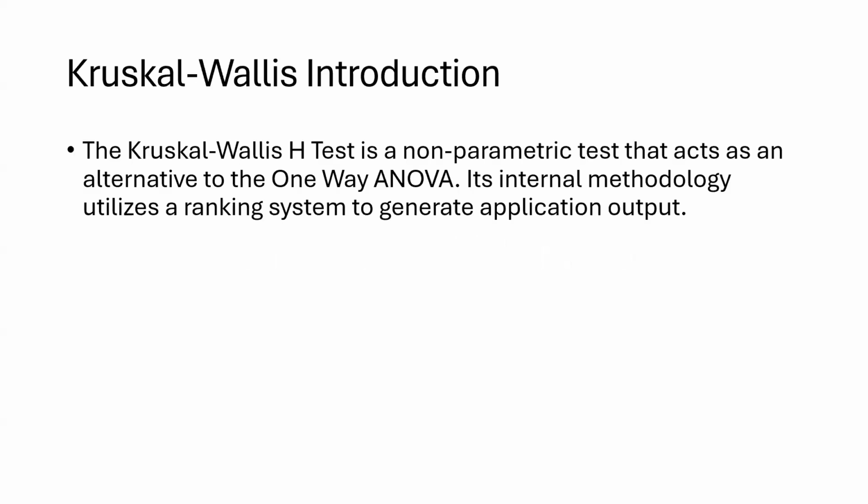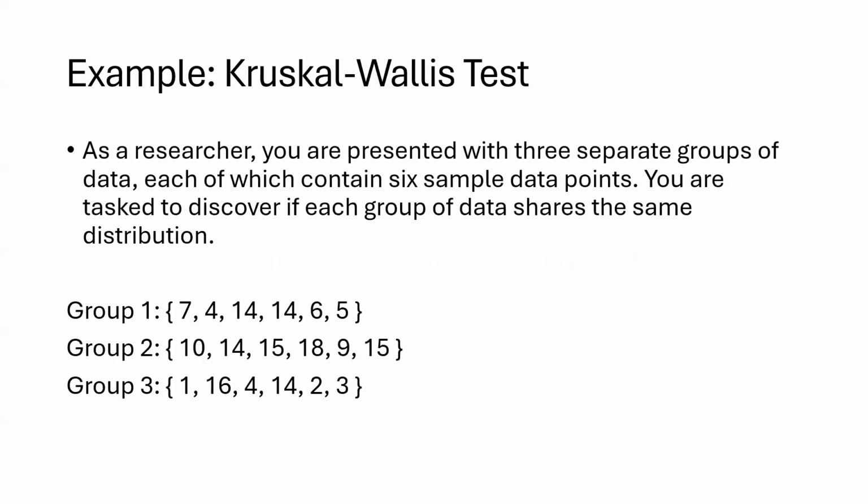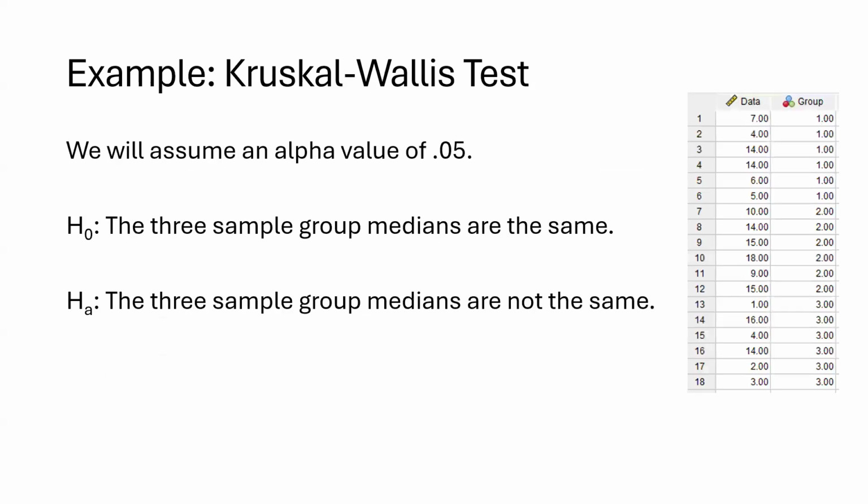So the Kruskal-Wallis H-test is a non-parametric test that acts as an alternative to the one-way ANOVA. Its internal methodology utilizes a ranking system to generate output. So here's our example. As a researcher, you are presented with 3 separate groups of data, each of which contains 6 sample data points. You are tasked to discover if each group of data shares the same distribution. So this presents us with this particular hypothesis.